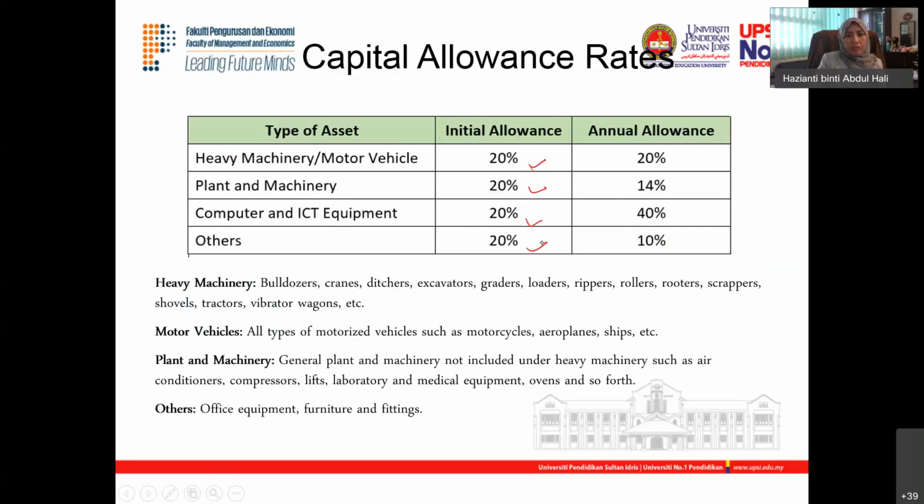Others, 20 and 10. Okay, what is heavy machinery? The big ones: bulldozer, crane, ditches, tractor, wagon, loader, sweeper, I don't know these things. So all these are actually heavy machinery. Motor vehicles, motorcycle, aeroplane, ship all go under motor vehicle. Plant and machinery is the general plant and machinery that is not included in the categories above. And also office equipment, others, furniture, fitting, all go under others. Okay, so the rate is fixed.